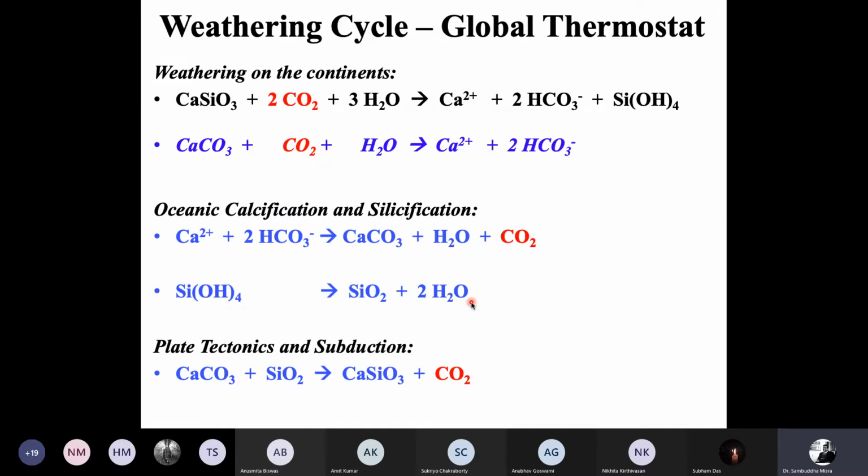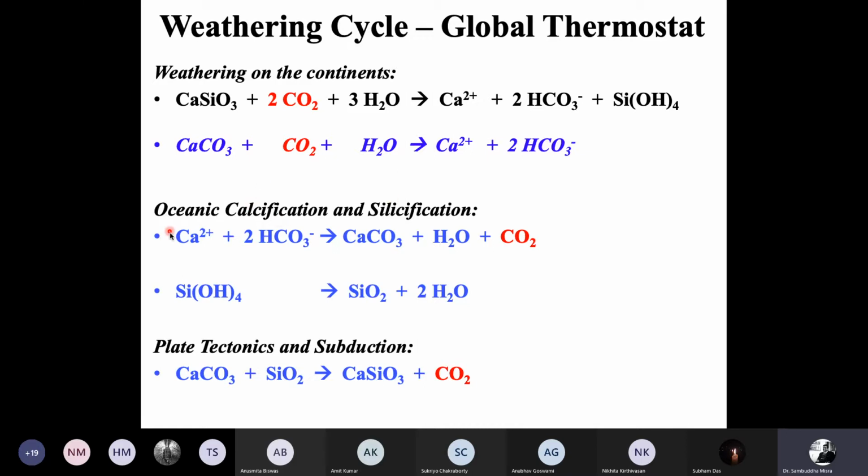Now, coming back to weathering, these are the simple weathering reactions that we can think about. One is the weathering of the silicate rock, CaSiO3. The other one is the weathering of the calcium carbonate rocks. Calcium carbonate rocks weather easily. We all know that the rate of reaction of a carbonate compound with anything acidic is much faster than that of a silicon-oxygen bond, because silicon-oxygen bonds are much stronger than carbon-oxygen bonds.